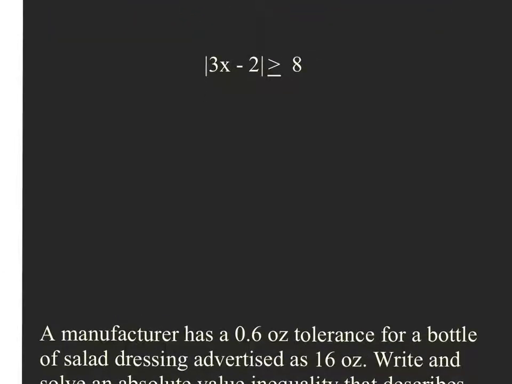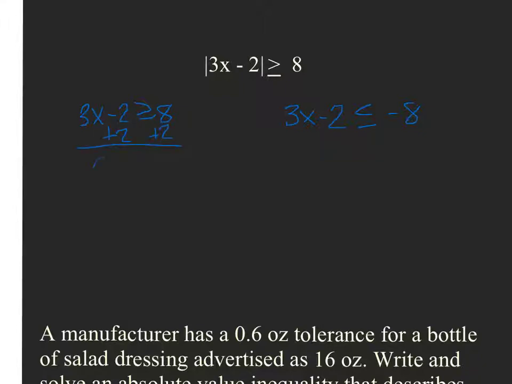So here we have the absolute value of 3x minus 2 is greater than or equal to 8. So we're talking about the distance being more than 8. So 3x minus 2 is greater than or equal to 8. And then on the negative version, it's going to be going to the left now, so I've got to switch the sign. Go ahead and solve both of them.